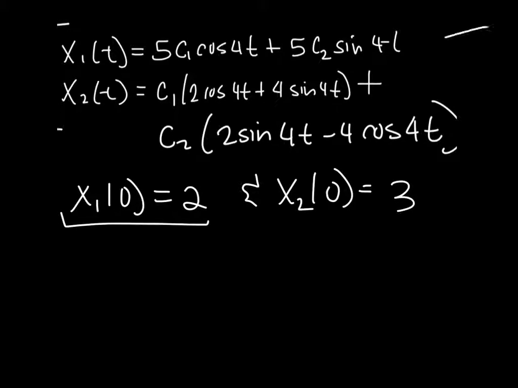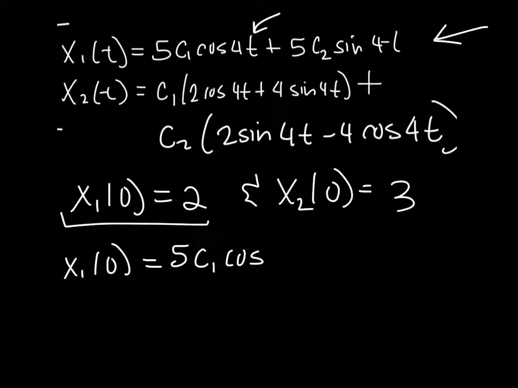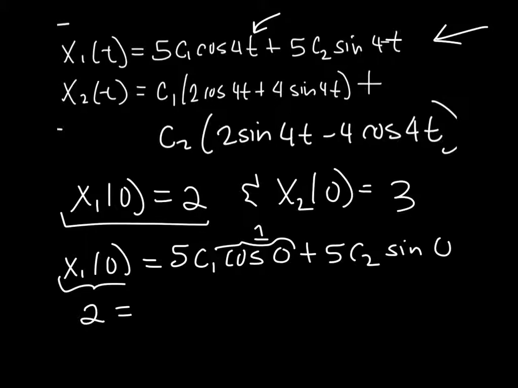So that means I'm going to use this one here. So x1 of 0 equals, t is 0 in this case, so I have 5c1 cosine of 4 times 0, which is 0, plus 5c2 sine of 0, again because 4 times 0 is 0, since t is 0. And then this is nice, this is just 2.